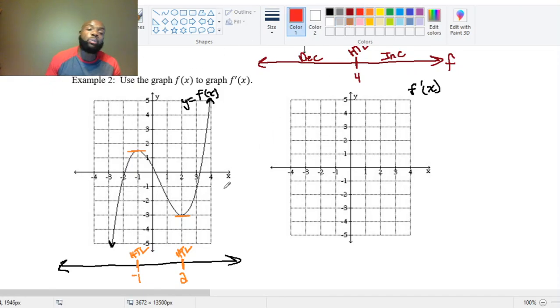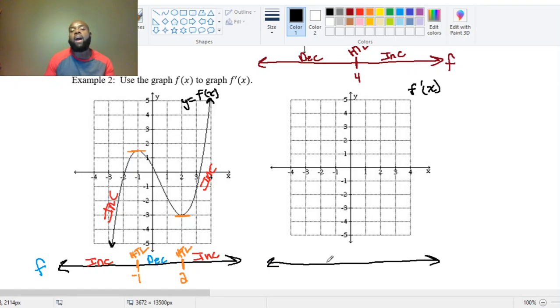Before I get to x equals 2, my function is increasing. So I'm going to put an INC here. It's also increasing for x values that are greater than 2, which is this part of my graph here. So I'm going to put an INC here. Between -1 and x equals 2, my function is decreasing. So I'm going to put a DEC. Since this is my function line, that's f, and I want to graph my derivative f prime, let's translate that onto this number line here.